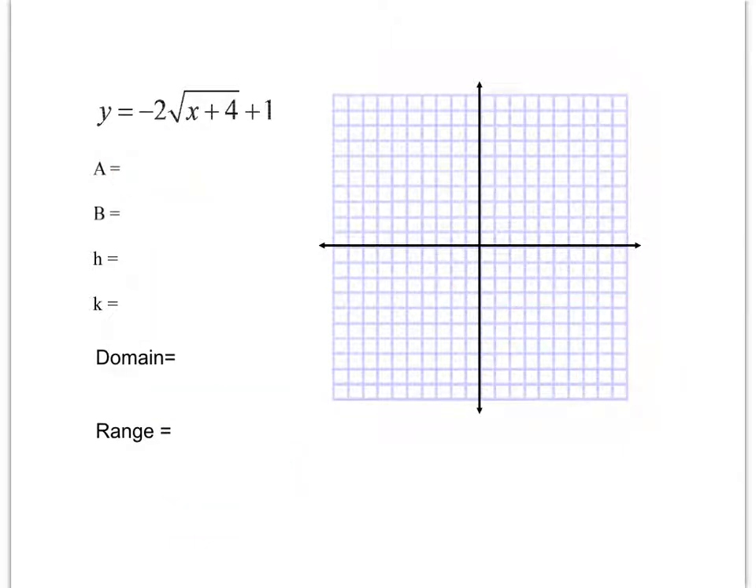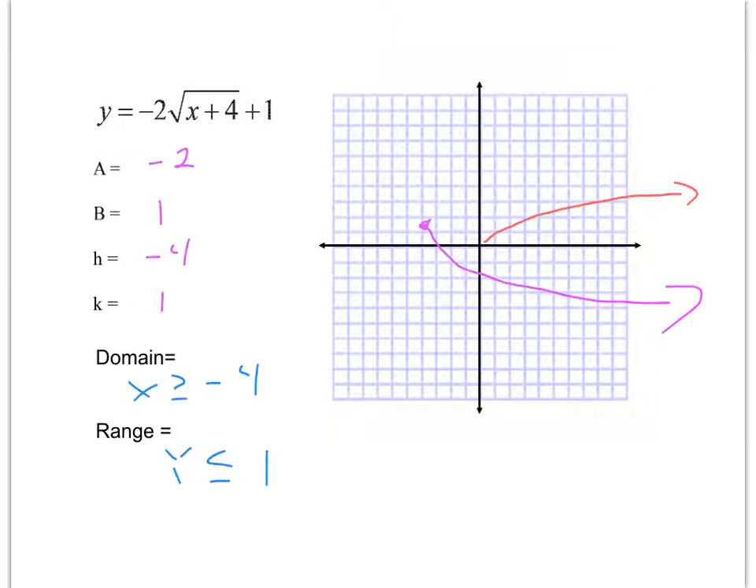Alrighty, you guys try this one on your own. Fill in the A, B, the H, and the K. Go ahead and draw your graph. I'm going to go for a quick little lap. I'll be right back. Okay, you should have found that A is negative 2, right there.